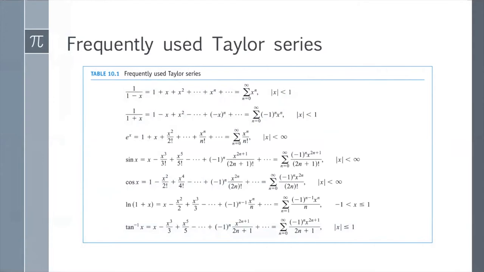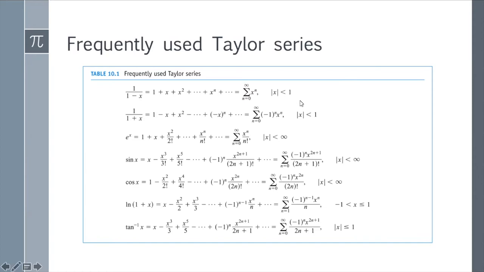If you are a student in my class, I will be posting a PDF of this slide in the module that contains this assignment. Here you see Taylor series for 1 over 1 minus x, 1 over 1 plus x, e to the x, sine x, cosine x, natural log of 1 plus x, and the inverse tangent of x. Notice the interval of convergence for each series.